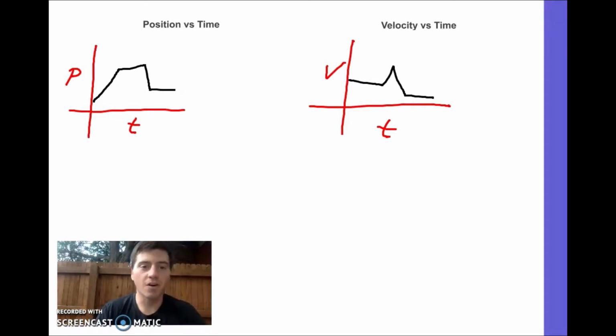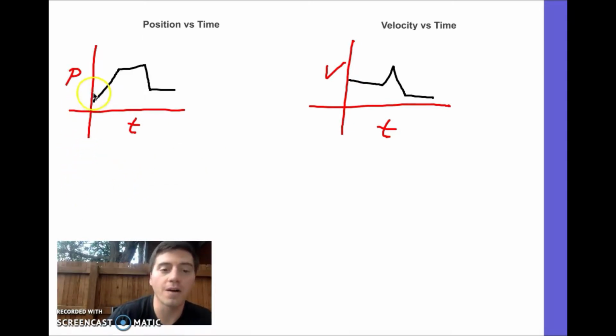So last week we talked about position versus time graphs. We talked about motion, how that motion is relative to other things, how you plot that, how you can use this to find the slope that'll give you the velocity. This week we're going to talk about velocity versus time graphs and the things that you can find from the information given to you in those graphs.